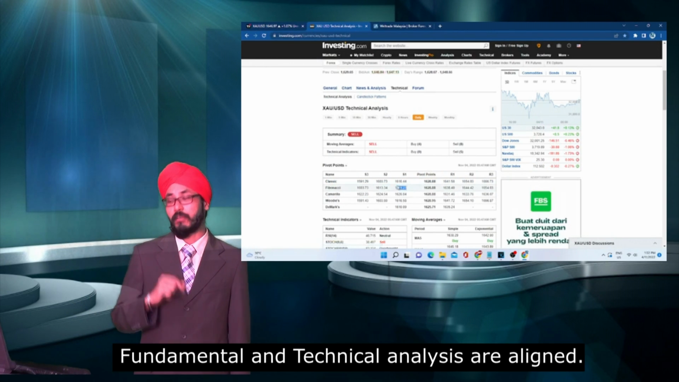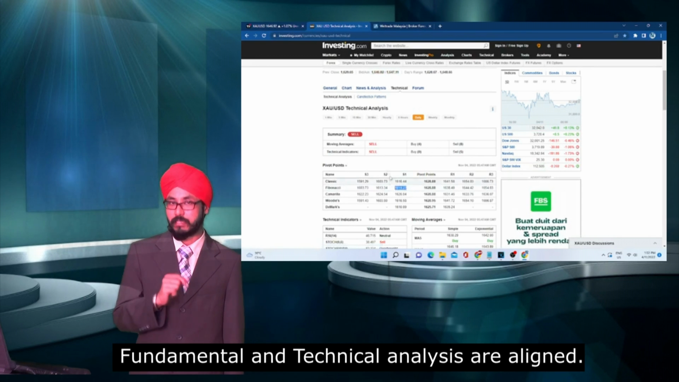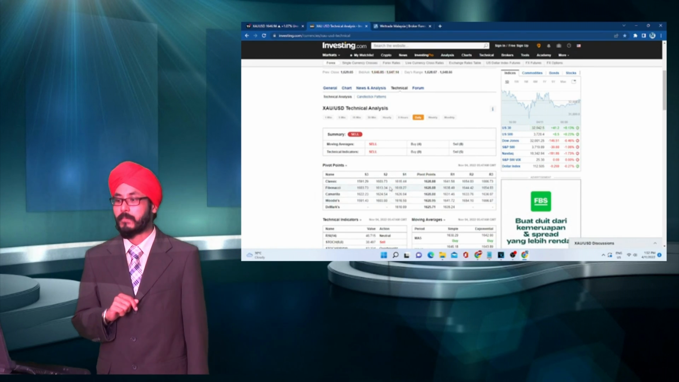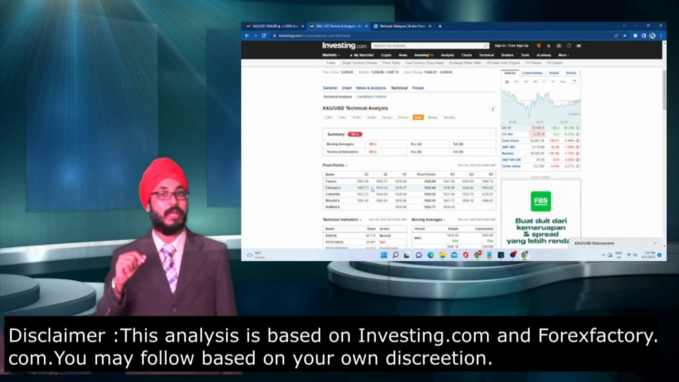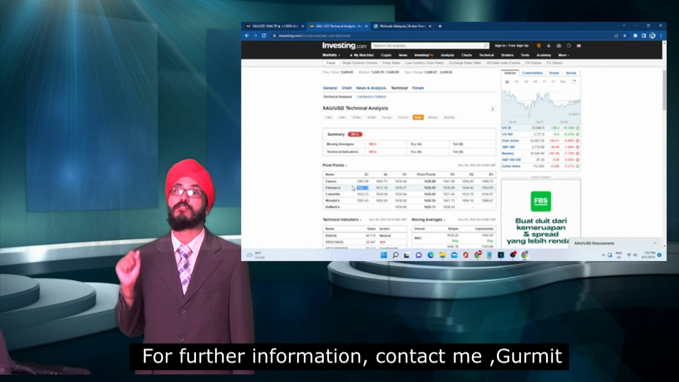The probability of winning this trade is up to 80 to 85%. It's very important to check the support and also the resistance points at the Fibonacci at the time that you are trading.